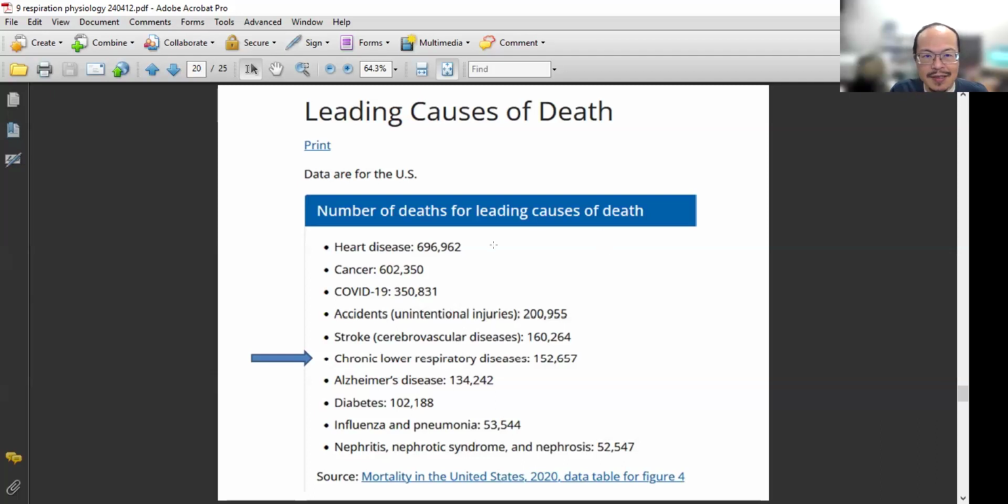Let me show you here. So this is the data from the CDC, the Center for Disease Control. This is American data from 2020, so it's 4 years ago. We might have a new one. So you can see that, all right, that is COVID time.